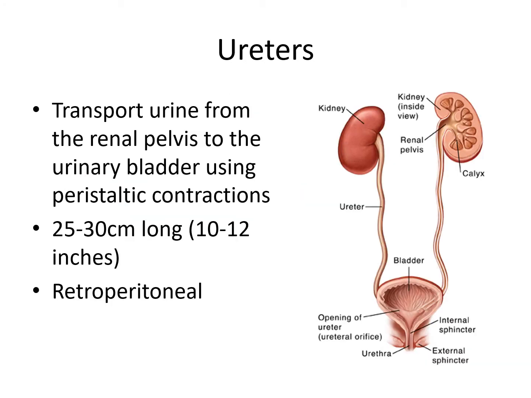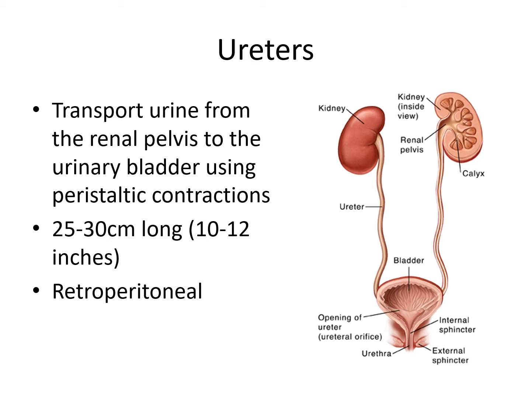Next, we're going to talk about your ureters. Again, these are going to transport urine from the renal pelvis to the urinary bladder, and they use peristaltic contractions. Now, I've alluded to peristaltic contractions before, but we will talk about them more in the next section when we talk about digestion. But a lot of parts of your body are going to use peristalsis, and this is one of the first ones that we're going to talk about.